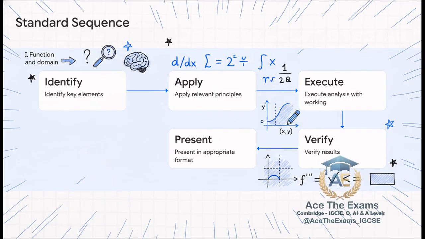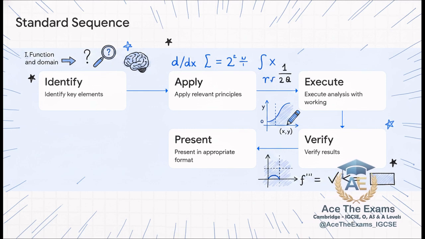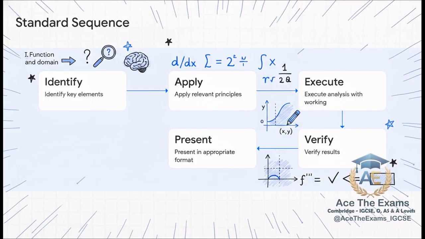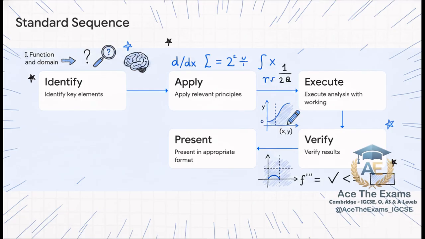Step 1, identify key elements. What is the exact function and domain? Step 2, apply relevant principles. Are we using differentiation here or completing the square? Step 3, execute the analysis. Find the coordinates of your max or min values and do it with crystal clear working out.